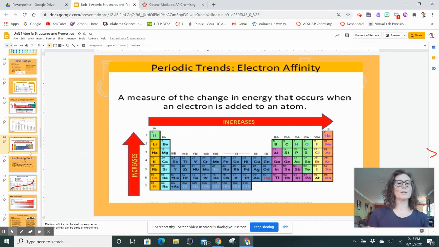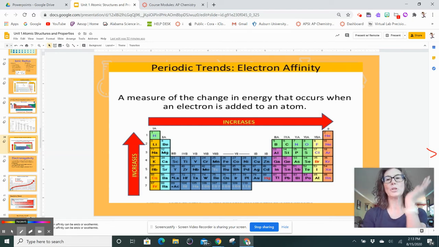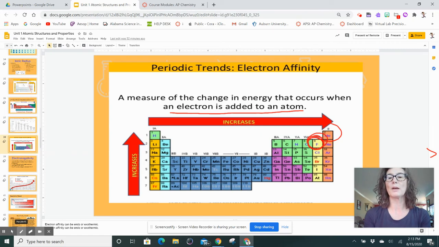All right, so electron affinity, again, is just how badly an atom wants to add an electron. It's a measure of the change in energy that occurs when an electron is added. So things up here have a very, very high electron affinity because they really want another electron. So it increases as you go across, and it increases as you go up. Okay?